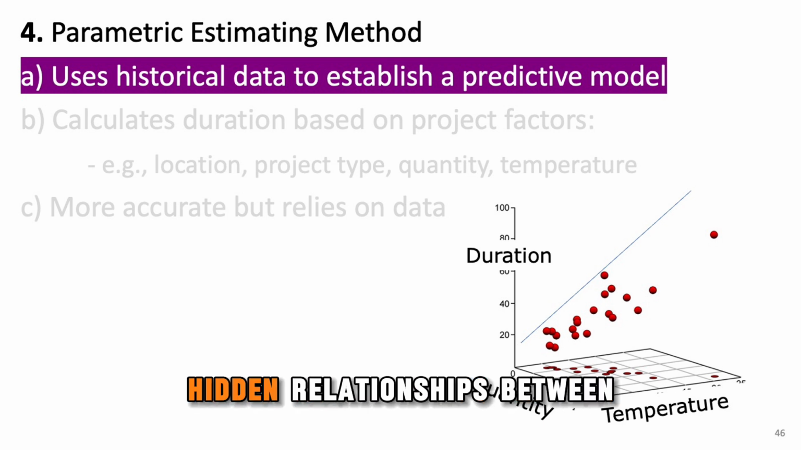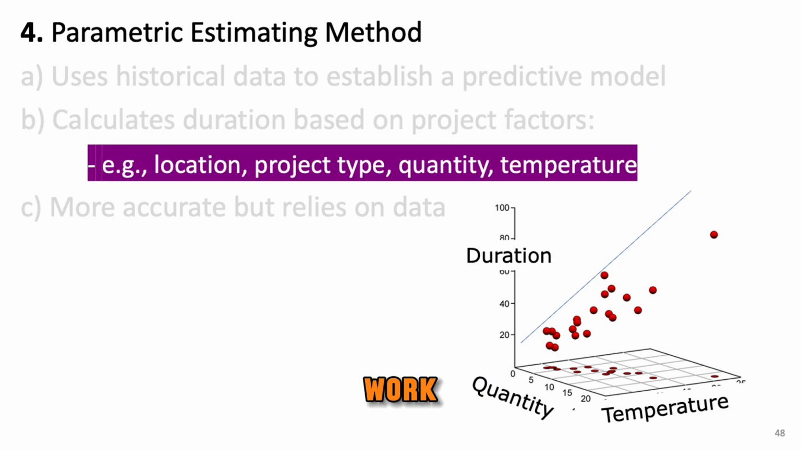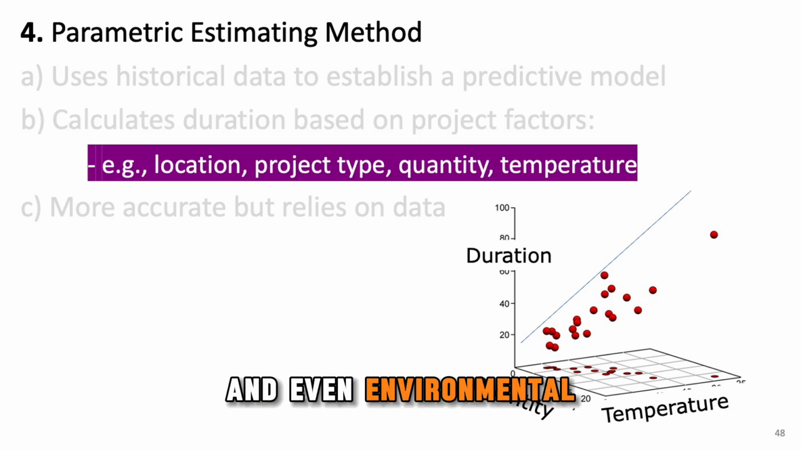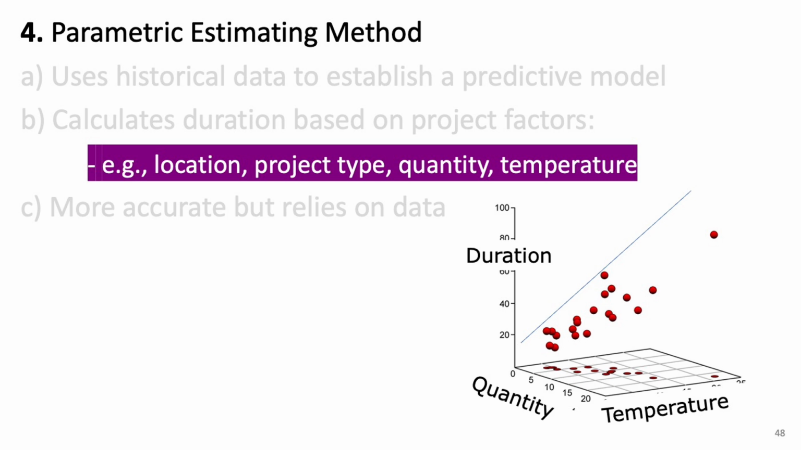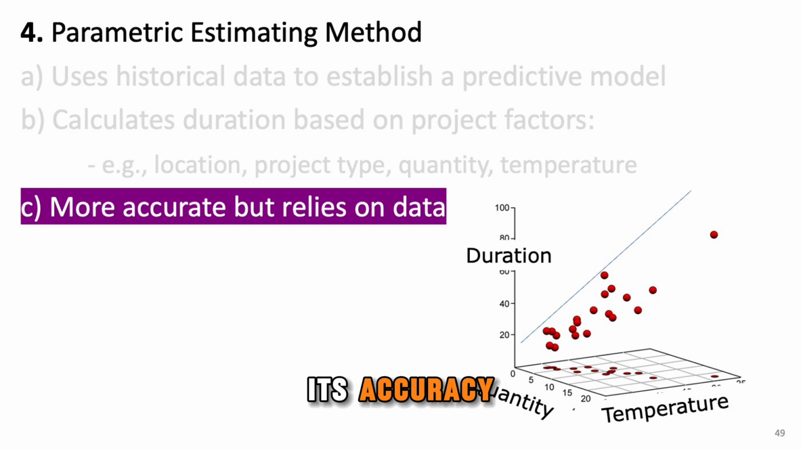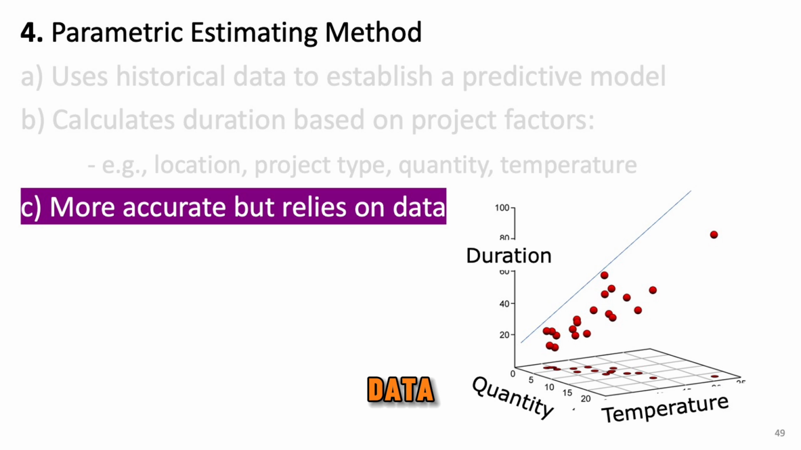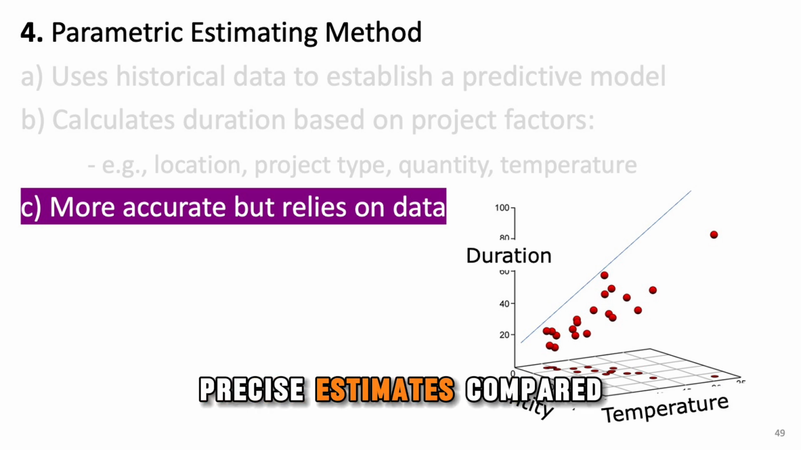These models uncover hidden relationships between project or activity duration and various factors, such as project location, type of work, quantity of materials, and even environmental conditions like temperature. Each of these elements plays a role in determining how long a task will take. One of the key advantages of this method is its accuracy, especially when reliable data is available. By considering multiple project factors and using real-world data, it provides more precise estimates compared to simpler methods.